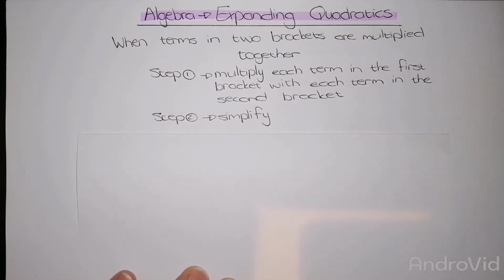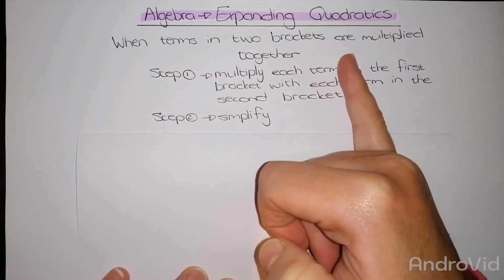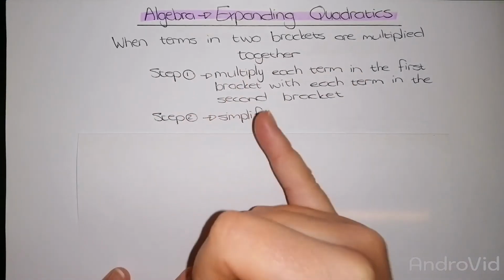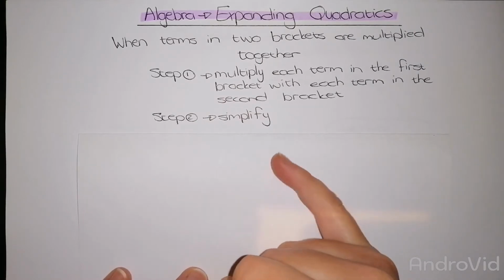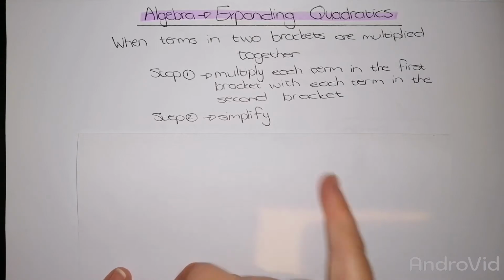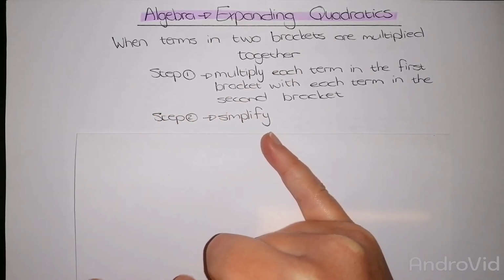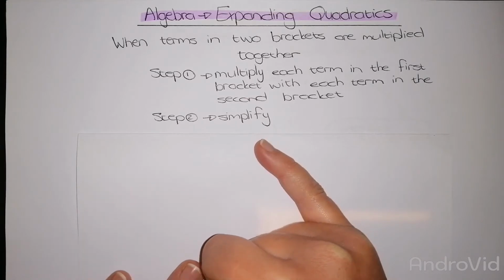Expanding quadratics. What this means is basically expanding brackets so that it forms a quadratic equation. So, when we do expanding quadratics, we will have two or more sets of brackets, and we need to multiply everything in the first bracket with everything in the second bracket. After we've done that, which is step 1, then we go on to step 2, which is we need to simplify. So we need to find like terms and add or subtract them from each other.